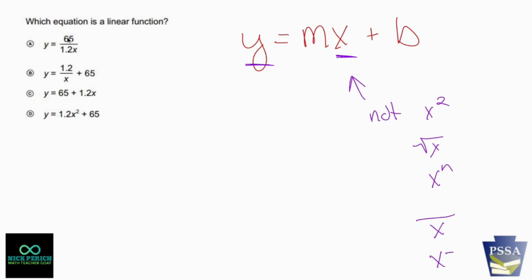Y equals a number is good. The number is good. X is in the denominator, so it can't be A. Y equals a number is good. Up, x is in the denominator, so it can't be B. Y equals 65 plus 1.2x.